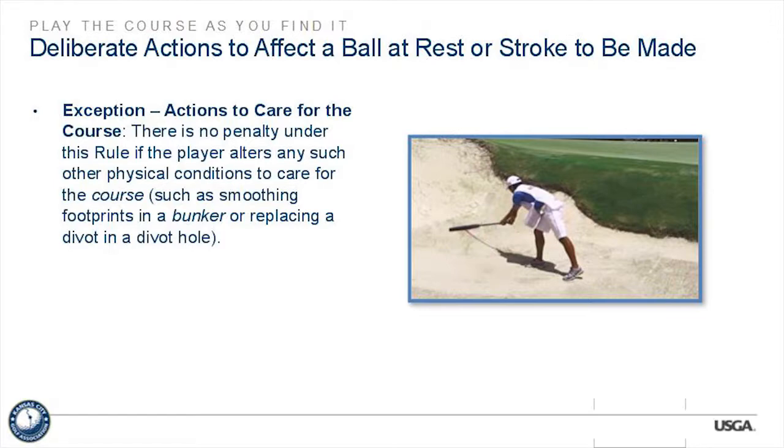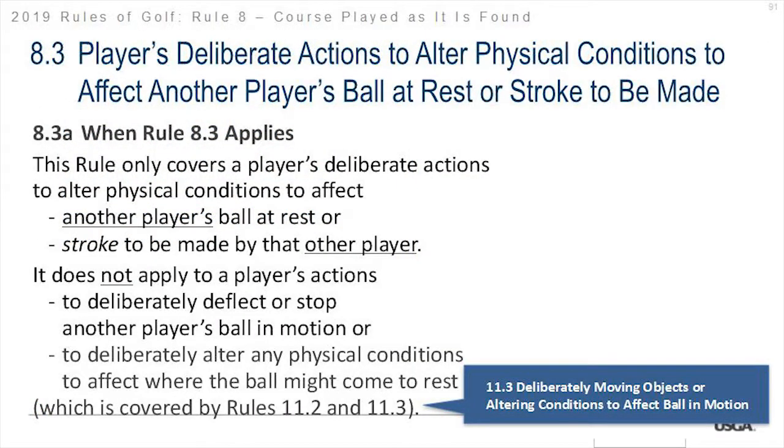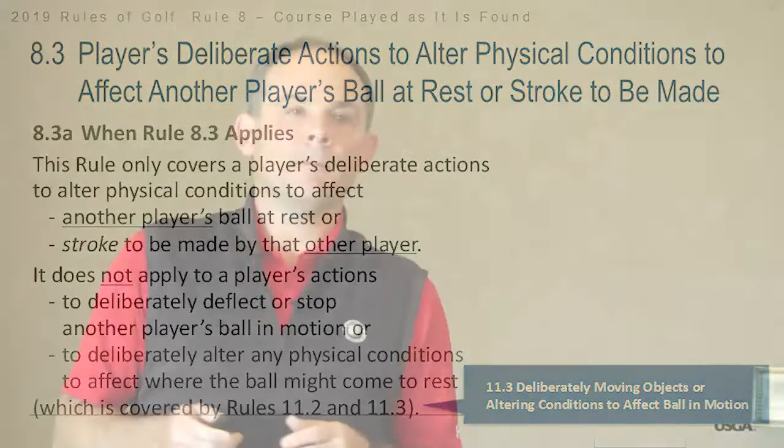Okay? And this rule covers a player's deliberate actions to alter physical conditions to affect another player's ball. So, again, the word deliberate's in there. If you accidentally step on somebody's line, we can fix it and there's no penalty. If you deliberately step on somebody's line, that's what this is talking about. That's a penalty. Ramon? By asking the player to tamp down the line, uh-huh, and he says, no, I can't do that, is there a penalty?